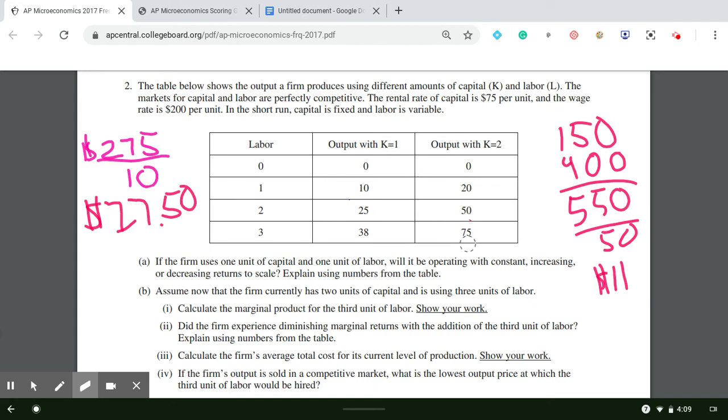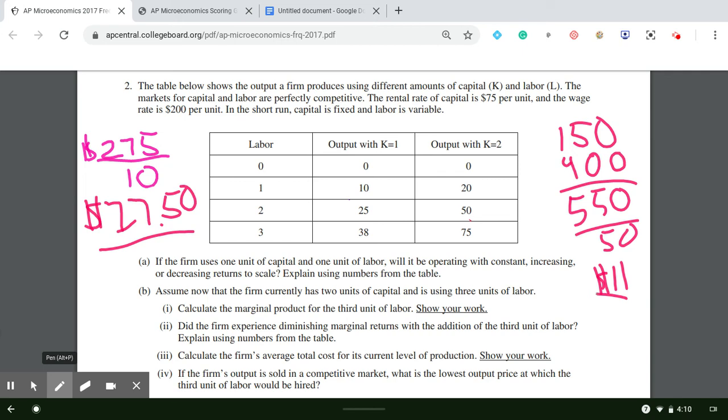Okay. I showed it with average total cost as well. Our average total cost went from $27.50 to $11 per output. And that shows us that our costs are going down. So that's increasing returns to scale, if your average total cost is going down.